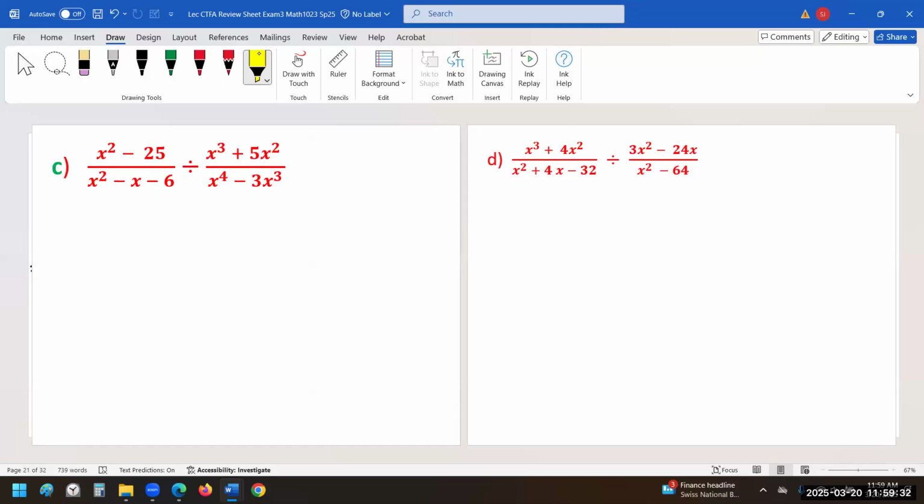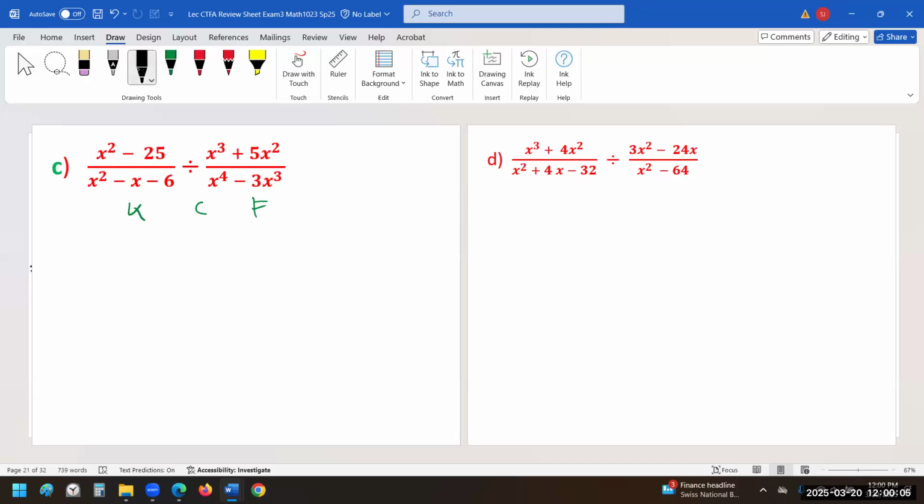Pick one. Left or right? Left? No problem. So first step, keep, change, flip. That's the only difference between multiplication and division. In multiplication, you go factor directly. In division, yes, you can go factor directly, but then you have to do keep, change, flip. Or you can start with the extra step, keep, change, flip, and then do the multiplication. It's up to you. So I'll do keep, change, flip.